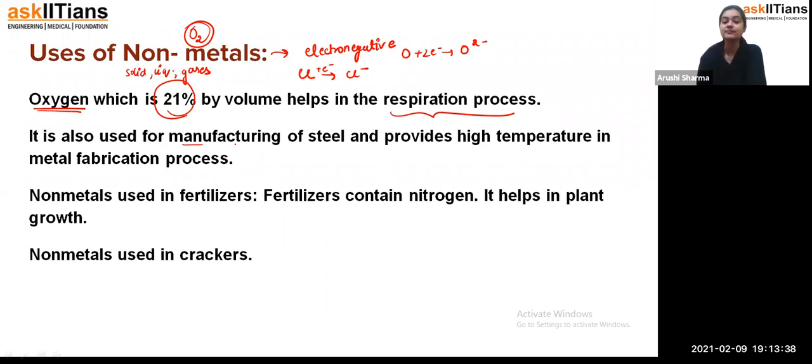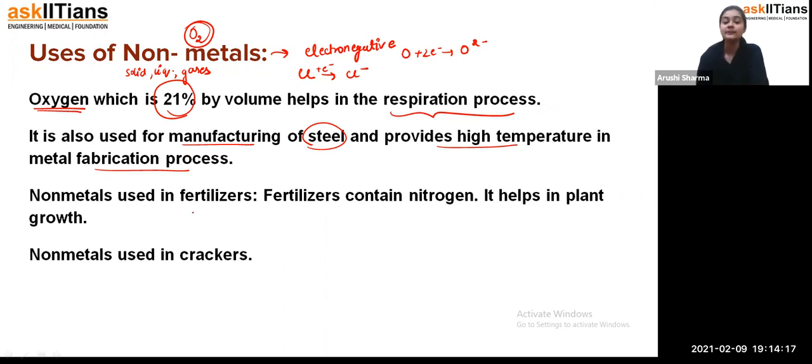It is also used for manufacturing steel and provides high temperature in the metal fabrication process. Exactly, student, because we know non-metals usually have low melting and boiling points, but when we add them for metal fabrication, they increase the temperature. That's how the metal containers or utensils we use in our houses, even for cooking, do not melt on heating. So that's how we use steel.